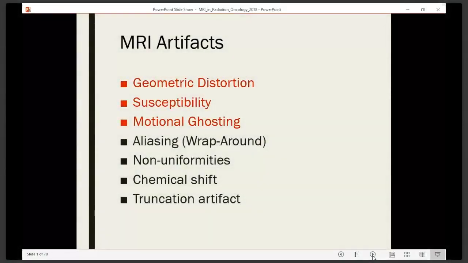The next thing I want to talk about briefly are MR artifacts, and particularly those that most influence studies done for radiation therapy purposes. The three that are highlighted here in red are the three I'm going to talk about: geometric distortion, magnetic susceptibility differences, and motional ghosting. Some of the others that can occur and may, in some instances, be important to take into account and remediate or calibrate are aliasing or wraparound, signal intensity non-uniformities, chemical shift artifact, and truncation artifact.